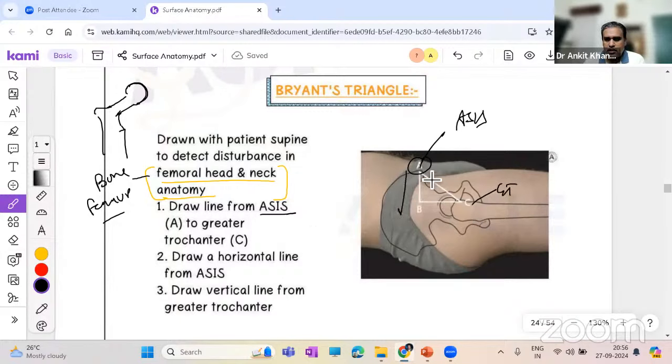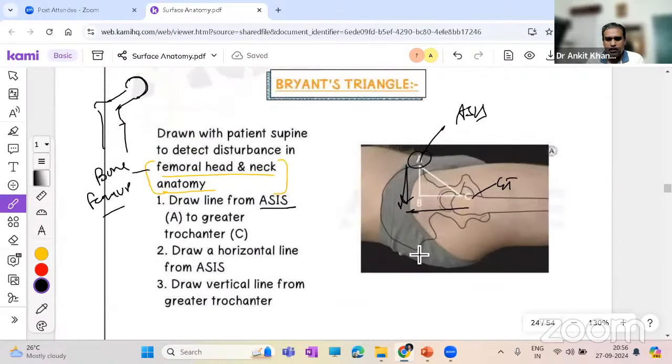Okay. And if the line meeting in the triangle is above the neck or the head of the femur, then obviously it denotes the injury, right? So these are the cases. Bryant's triangle, just remember over here. The applied importance is, once you study the fractures and all, then its importance will come into play. Okay, so this was the applied importance of the lower limb.